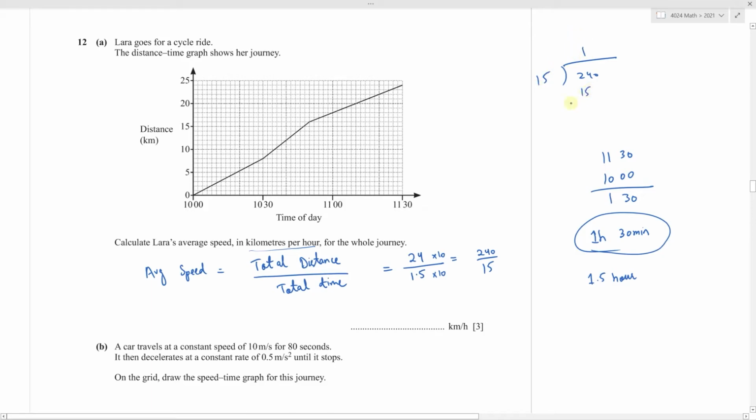15 times 1 is 15. And then I'll left with 9. Bring this 0 down, 90. 15 times, I think 6. Let's try 6. 6 fives are 30. 3 carry, 6 ones are 6, 7, 8, 9. Yeah, 90. So the remainder is 0. So your answer is 16 kilometers per hour is Lara's average speed.